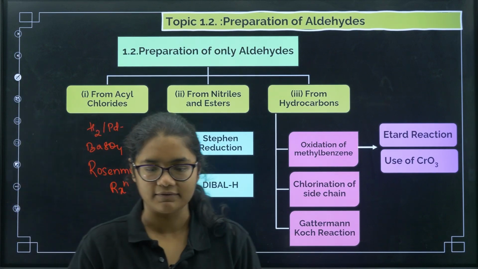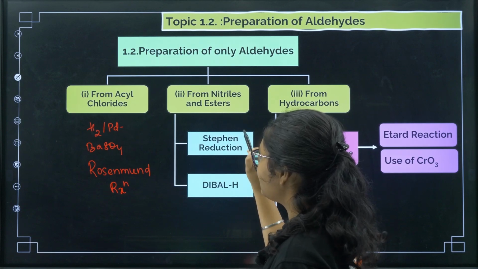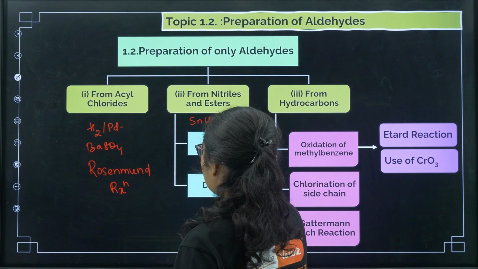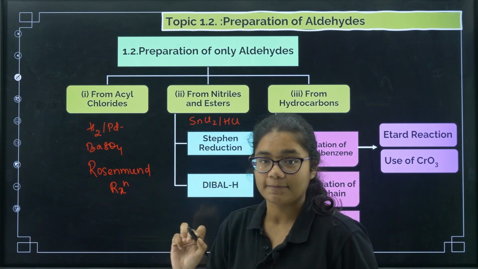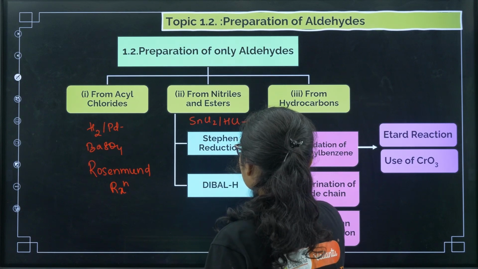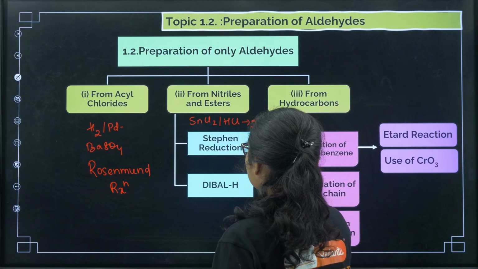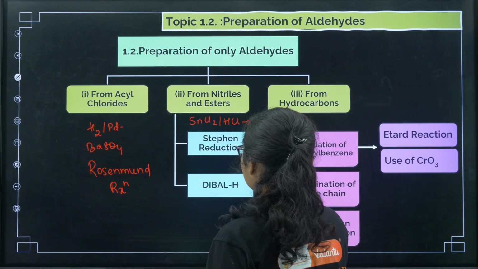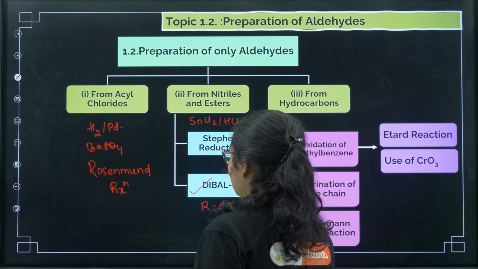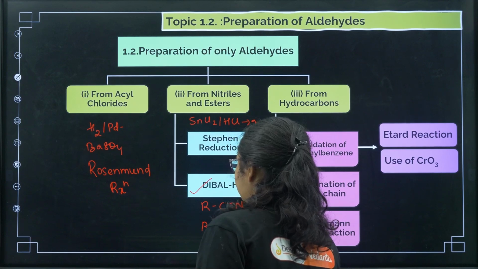Right? I hope all of you have revised this one. Now coming to preparation from nitriles and esters. If you use Stephen reduction, then what was the process? We have to use SnCl2 in presence of HCl. Then we get imines. After imines, if I do hydrolysis with H3O+, this will give me RCHO. Or we can simply use DIBAL-H with both RCN and esters, that is RCOOR'.